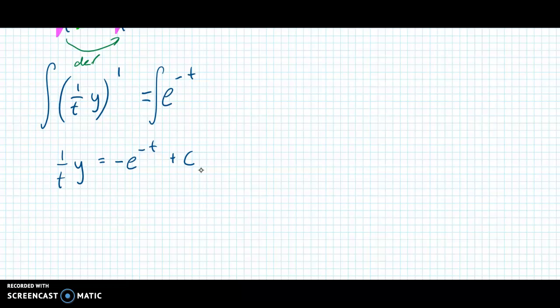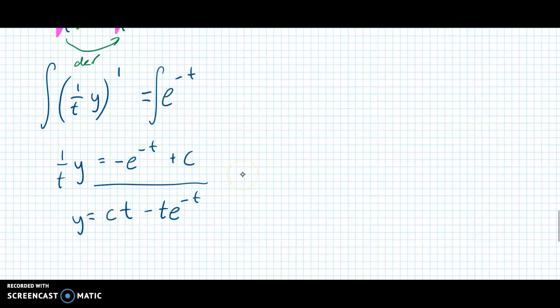I want y equals, so I got to multiply by t everywhere. That gives me y equals, I'm going to switch the order of these because I like it not having that negative first, but I get c times t minus t times e to the negative t. If I had forgotten my plus c and did my multiplication and then just threw the c in, then the c would not be on this thing and it wouldn't be the solution.